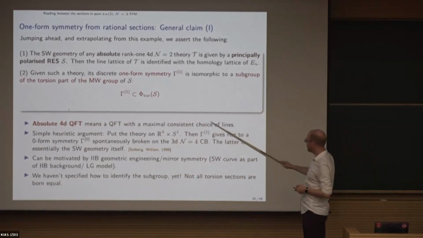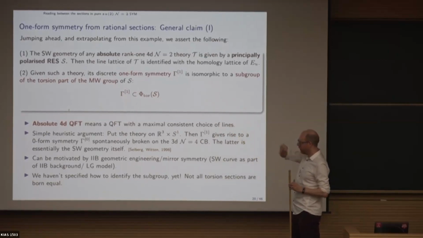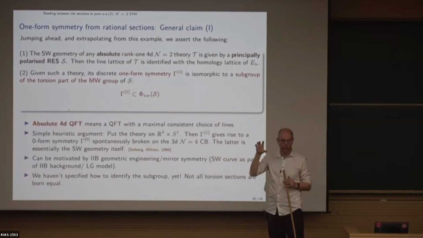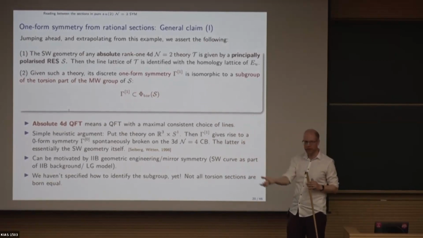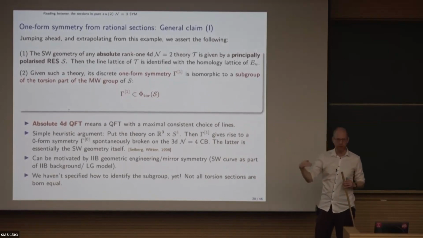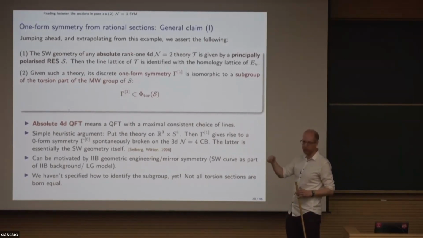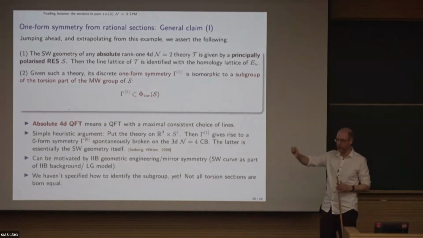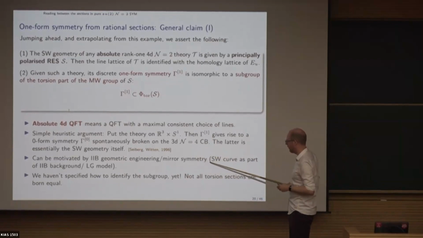Here, absolute QFT means that we chose a maximal set of mutually local charge lines. As we said, there is a simple heuristic argument why this torsion action along the fibers should be identified with a one-form symmetry. You can take the 4D theory, put it on a circle, and then you have a 3D N=4 theory. It's known from the work of Seiberg-Witten that the total space of the Seiberg-Witten geometry is the Coulomb branch of the effective 3D N=4 Kaluza-Klein theory, the full theory on the circle in 3D language. In that case, the one-form symmetry should become a zero-form symmetry plus a one-form symmetry, and this spontaneously broken zero-form symmetry in 3D will act literally on the 4D Coulomb branch, which is along these fibers of the fibration. So that's one heuristic argument, but it only gets you so far.